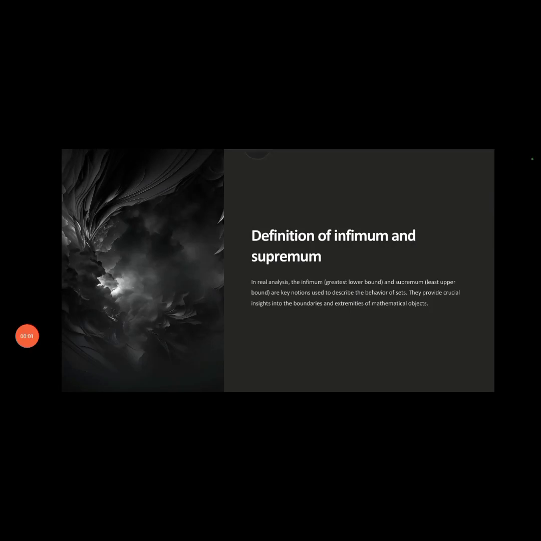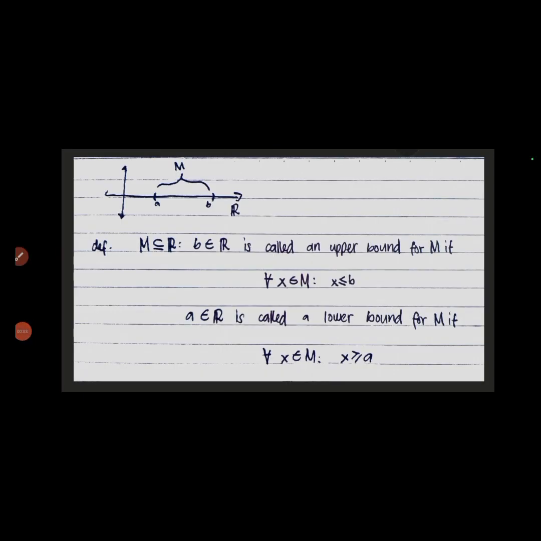Today we are going to tackle the definition of infimum and supremum, and we are going to have an example later. In real analysis, the infimum, or greatest lower bound, and the supremum, or least upper bound, are key notations used to describe the behavior of sets. They provide crucial insights into the boundaries and extremities of mathematical objects. Now let's have an example.